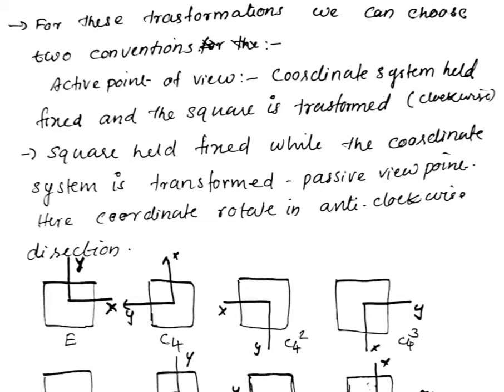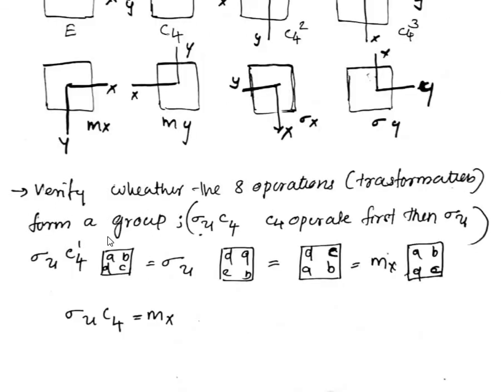So we have two types of transformation of coordinates, that is, we can do either in the active point of view or in the passive point of view. So here this is the passive point of view. Here the square is fixed, and we rotate the axes in the counterclockwise direction by 90 degrees. So we will get all the elements of the group formed by the symmetric transformation of a square. Now let us check whether the 8 transformations form a group or not.